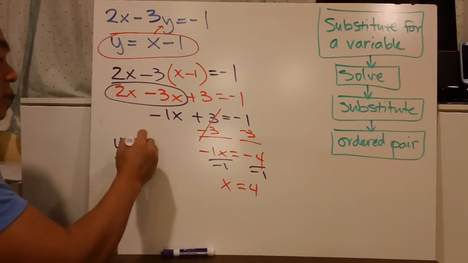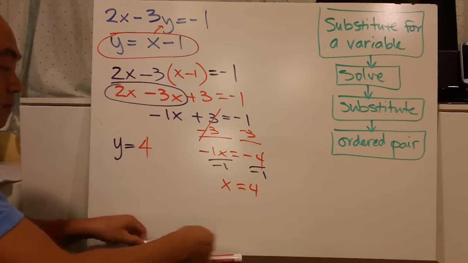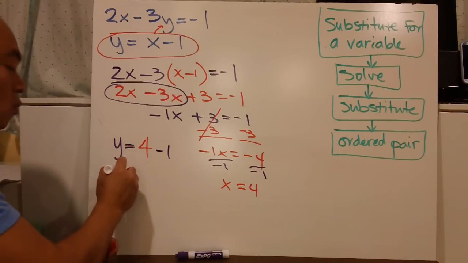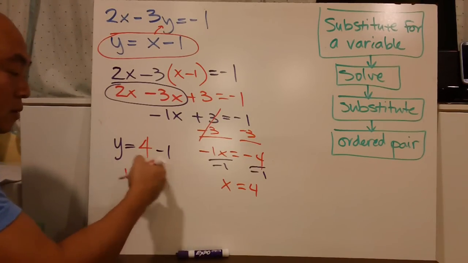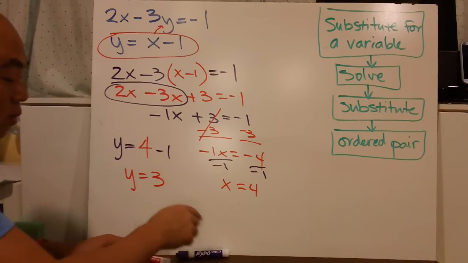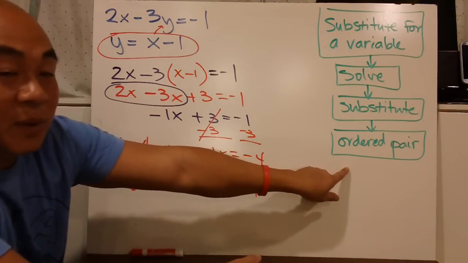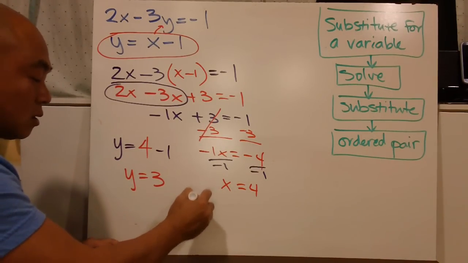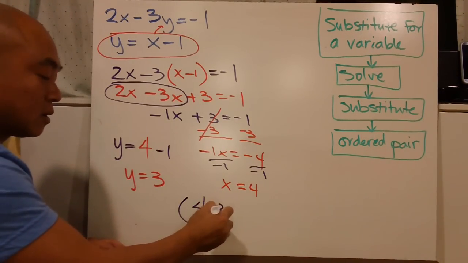Let me use that 4 right here. Minus 1. So y is equal to 3. And now I have my two answers for x and y. I'm going to put them into ordered pair format. So my ordered pair is going to be x, which is 4, and y, which is 3.